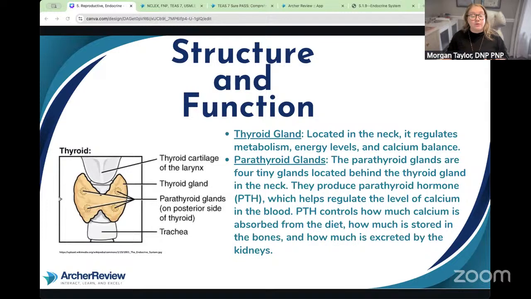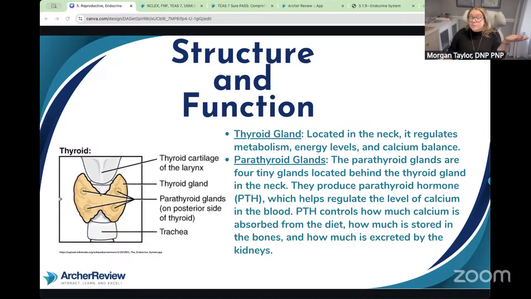Behind the thyroid gland, we have four parathyroid glands. So this kind of butterfly looking thing over here, that's the thyroid. And see the four spots behind it? That's the parathyroid. Tiny little glands, and they produce one hormone, parathyroid hormone. We didn't get original with that naming. That was pretty easy. Thyroid produces thyroid hormone, parathyroid produces parathyroid hormone.